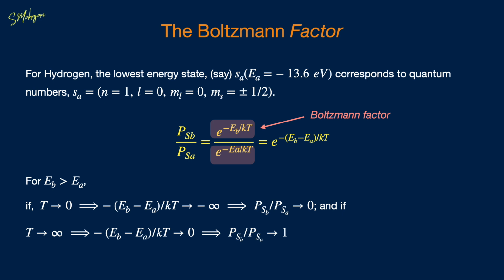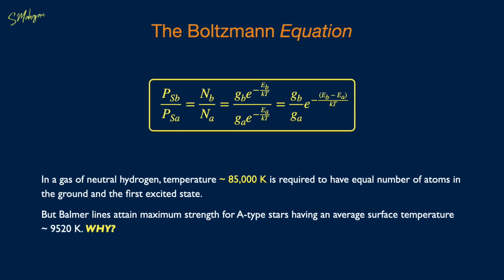On the other hand, if there is plenty of thermal energy available, that is, T tends to infinity, then the quantity minus delta E by kT tends to zero, and the ratio of probabilities tends to 1 as expected, because if there is an unlimited amount of thermal energy available, all the energy levels of the atom are accessible. But energy levels are often degenerate, that is, more than one quantum state of the atom has the same energy. In such cases, one must account for all the energy states with the same energy using statistical weights, consequently modifying the equation as shown here.